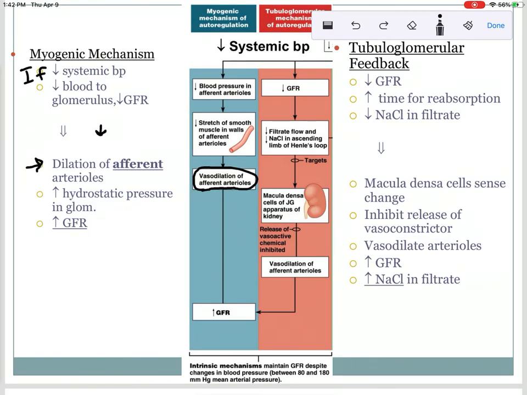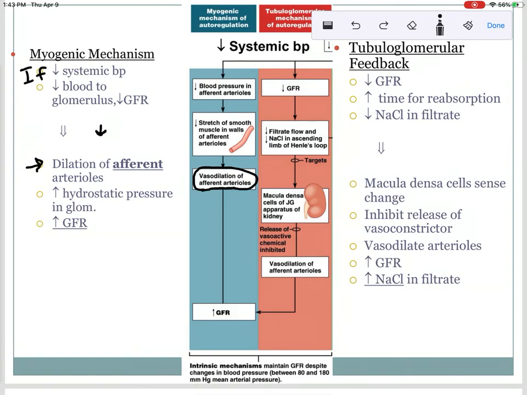In the myogenic mechanism, this is autoregulation. If we have a drop in overall blood pressure, we will dilate the afferent arterioles. And through doing that, more blood will come into the kidneys. We'll be able to filter more blood. If you memorize it one way, you know the other way. It's a much less common problem to have too much blood going to the kidneys. But if it were to happen, if we had too much blood, we would constrict the afferent arteriole.